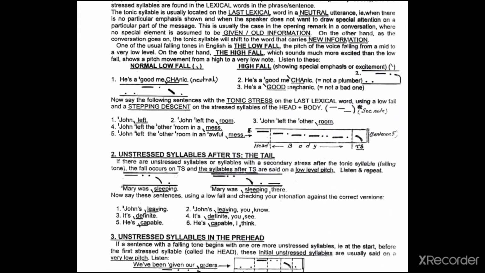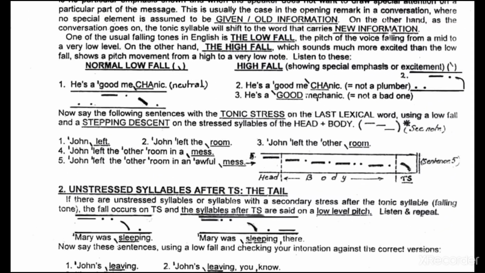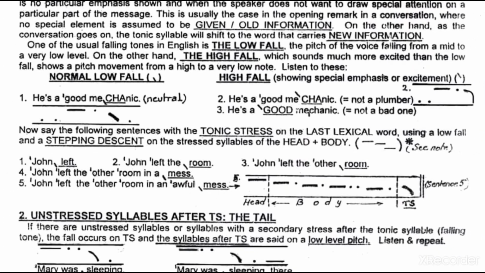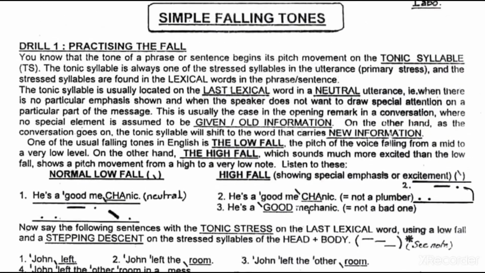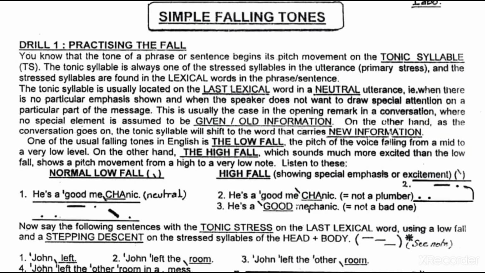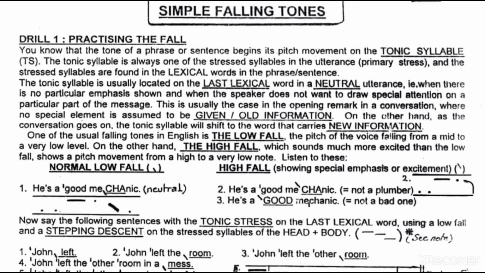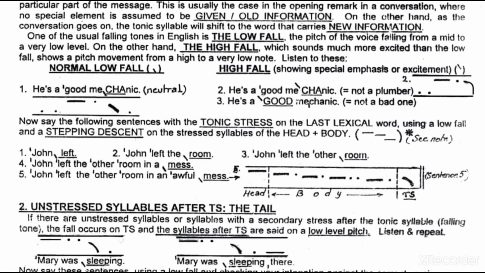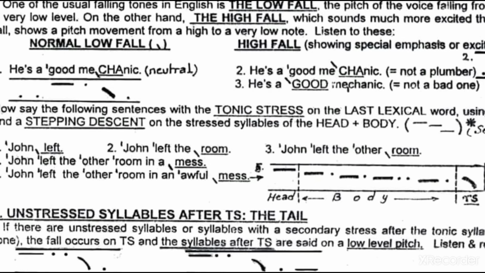Now we start our practice, or we go to the lesson where we're gonna practice in which contexts, as I said previously, we use all these falling and rising tones. So we start with the simple falling tones. We said that we have two types of falling tones, the high fall and the low fall. We start with this example, a normal low fall.